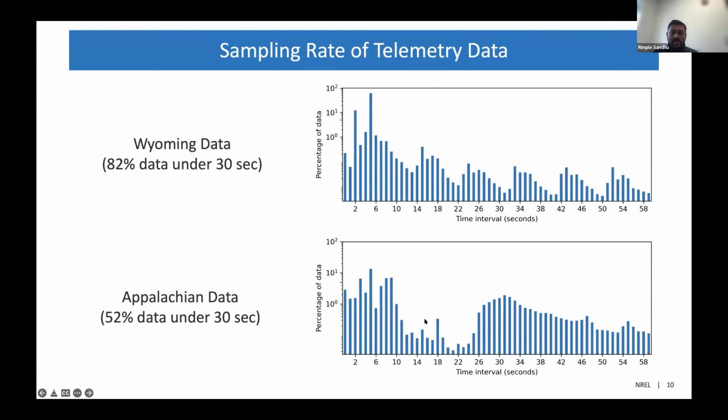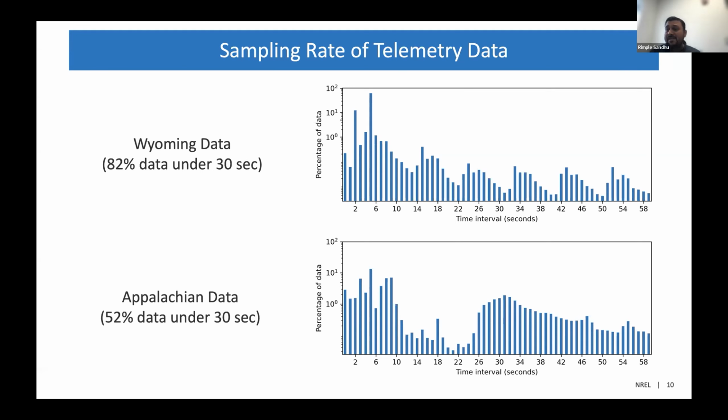You can see for Appalachian, the higher DTs are more pronounced because of some of the older units used in collecting that data. But 82% of the Wyoming data set is under 30-second DT time interval, and 52% of the data in the Appalachian data set is under 30 seconds.